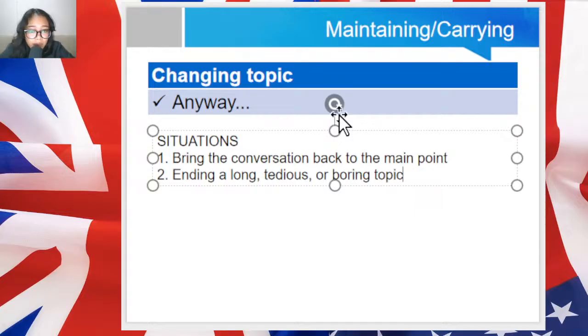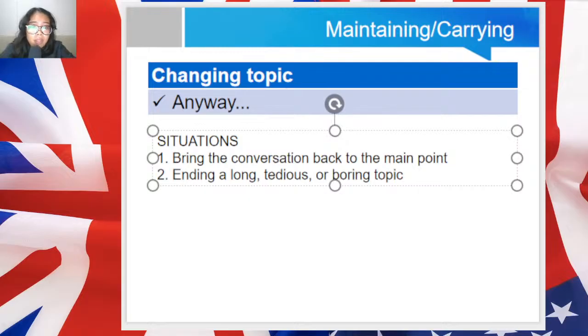You can use anyway. Sometimes we get stuck in conversations about things we don't really want to talk about. Maybe a friend is talking for a long time about a project you are really not involved in, or a friend is telling a story that just won't end. So anyway, it is a polite way to wrap up the subject and then introduce a new, more interesting one. Okay?